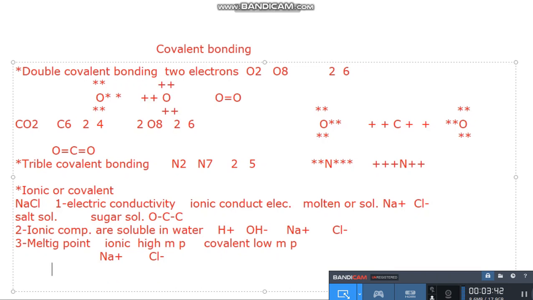So in ionic compounds, the high melting point is due to the strong attraction force between the ions, while in covalent bonding it's a weak attraction force between the two atoms. So the melting point will be low.